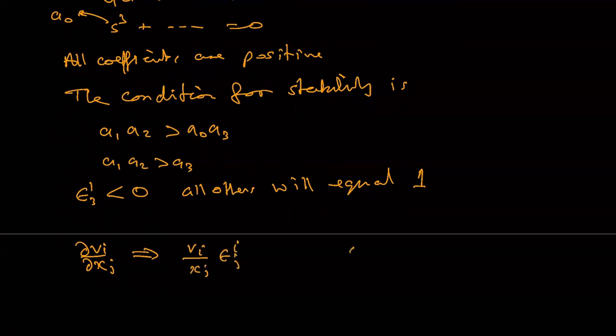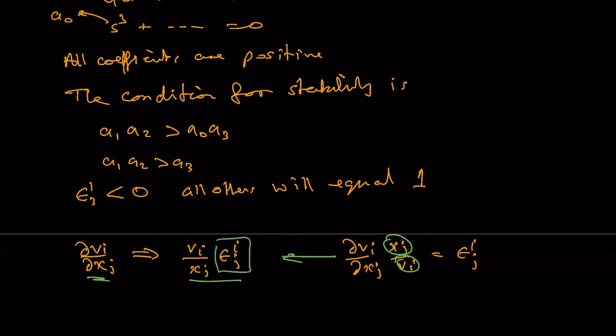That comes about because if you remember, dv_i over dx_j times x_j over v_i equals epsilon_ij. If I rearrange that, you just divide both sides by x_j and multiply both sides by v_i, and you'll get that. So every time we come across one of these, we'll insert one of these, okay? Where these elasticities are 1, we'll just eliminate them.